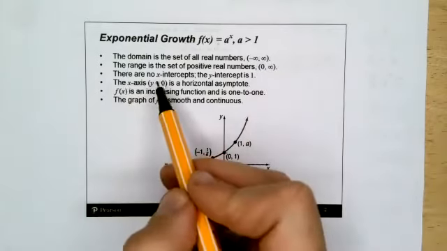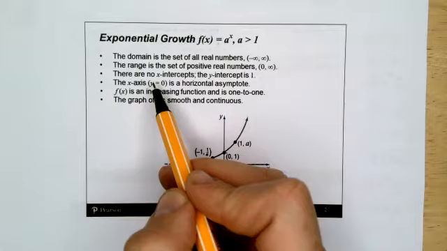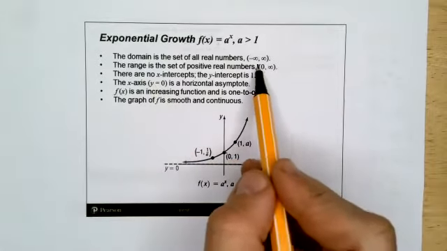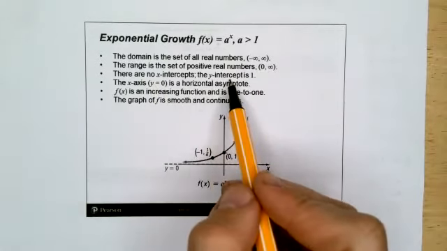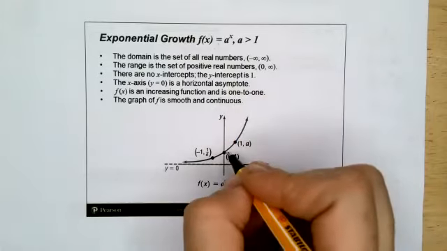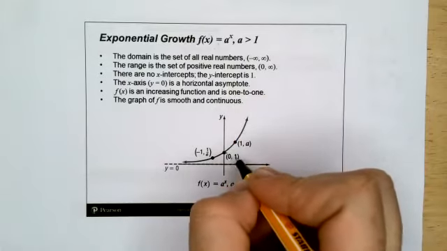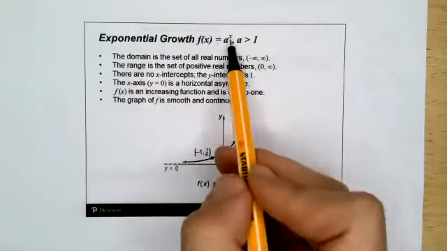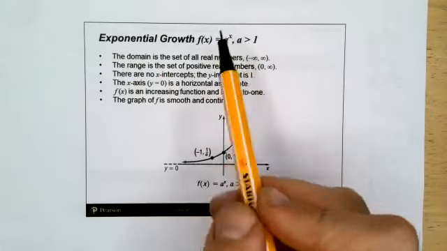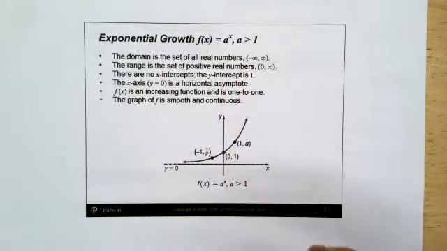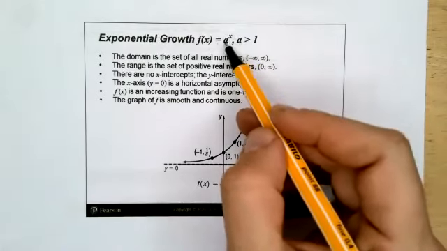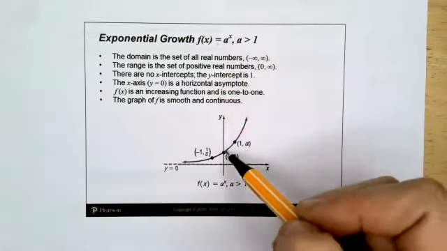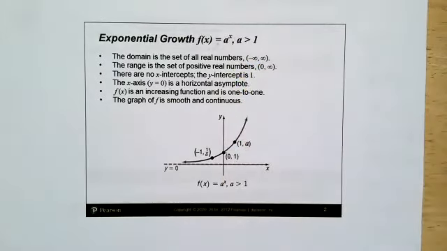We see that there are no x-intercepts. It will never cross the x-axis. That's why this is 0. And the y-intercept is always 1. So you will always have the point (0, 1) on the graph of exponential growth if it's not transformed in any way, because no matter what a is, if you raise something to the power of 0, the answer is always 1, right? Okay.